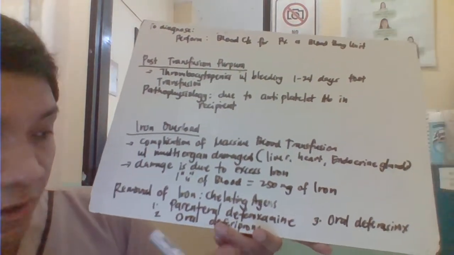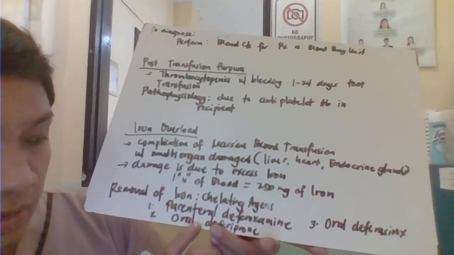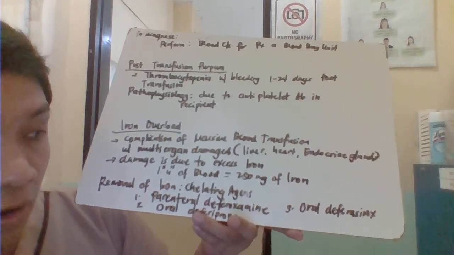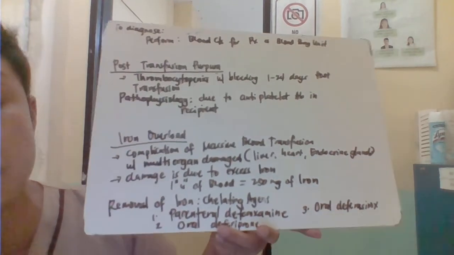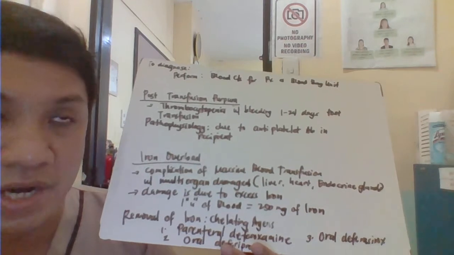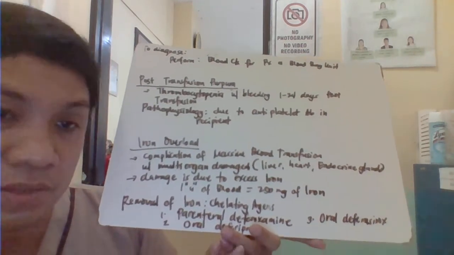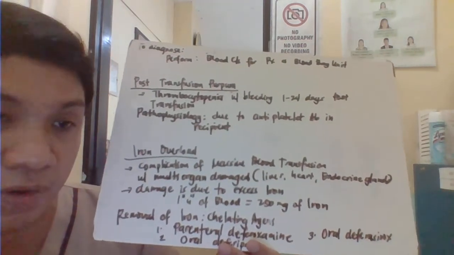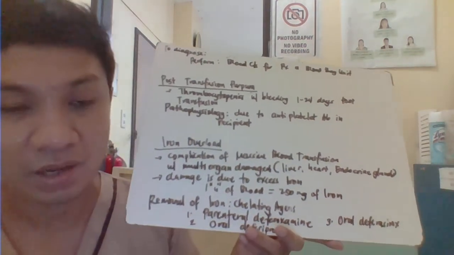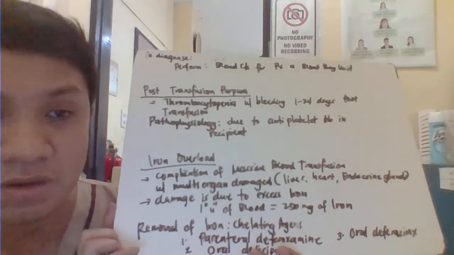So you can have your deferoxamine, deferiprone, and also your oral deferasirox. Okay, so we consider iron overload as non-immune, and this one is also a delayed type of transfusion reaction. Okay, so that's it with our transfusion reactions. Okay, thank you.